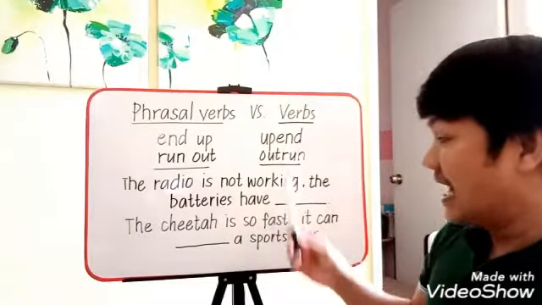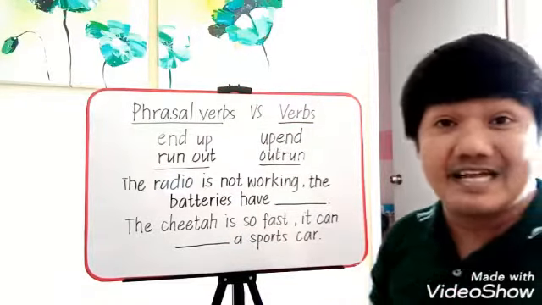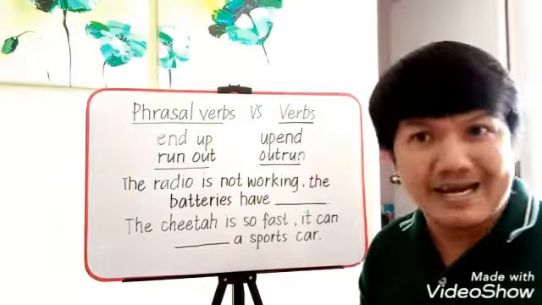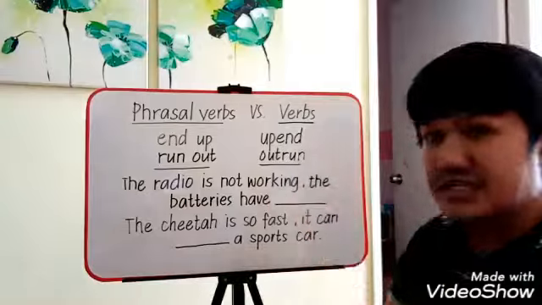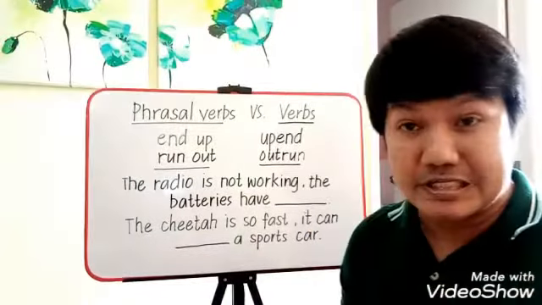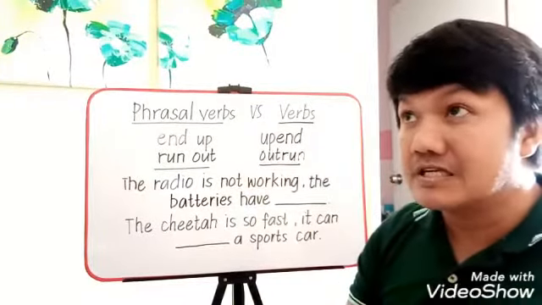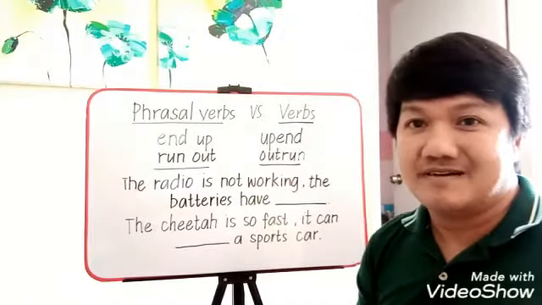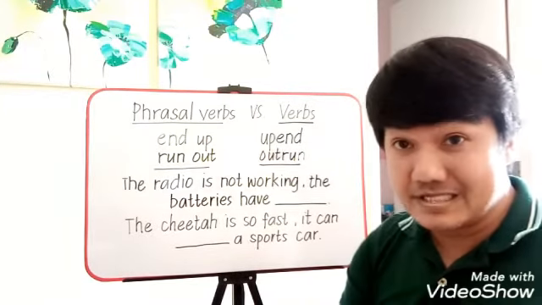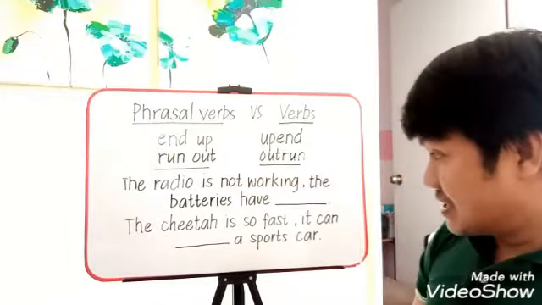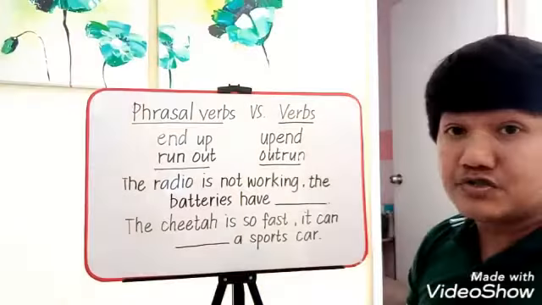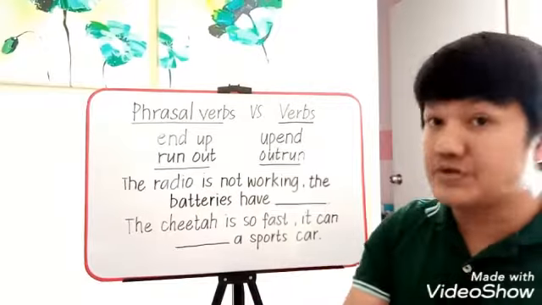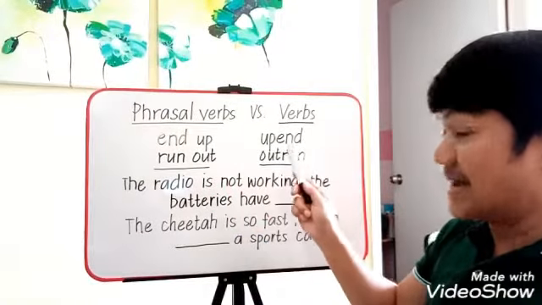However, if I say outrun, the cheetah is so fast it can outrun a sports car. I don't know if it's true, but I guess it is. Now, when you say outrun in here, that means to move faster. Okay? Move faster. Or basically, it's about to run faster. Alright? Than a certain thing. So again, the cheetah is so fast, it can outrun a sports car. So yun yung difference.